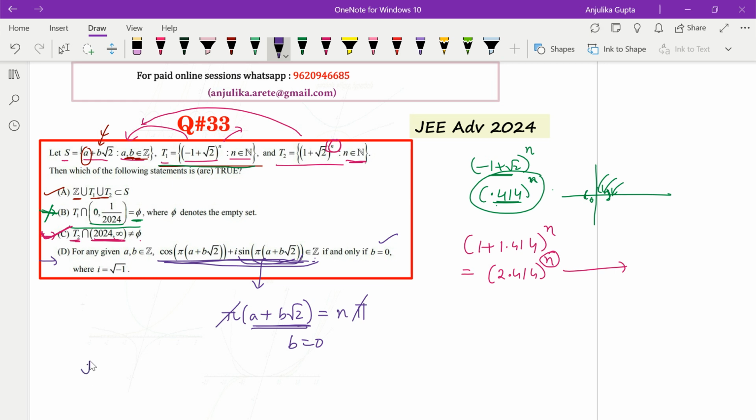Otherwise, if B is 0, what's going to happen? You have cos(a pi) plus i sin(a pi). Sine of a pi is always 0 because a is an integer, and an integer multiple of pi always gives 0. So you end up getting cos(a pi), which is of course an integer, because if a is an odd number it's -1, and if a is an even number it's +1. So this is also true. So other than B, everyone else is true. Very nice question. See you with another one soon.